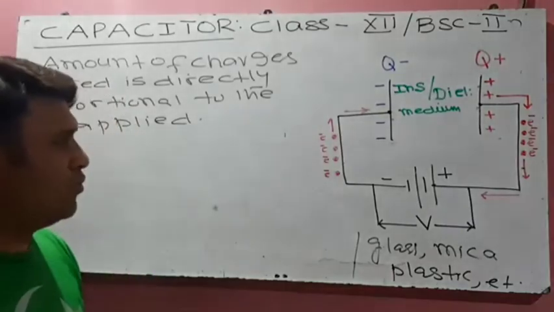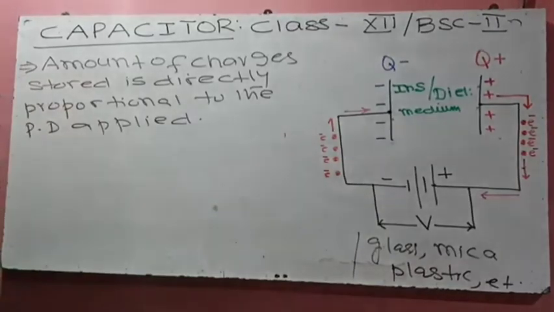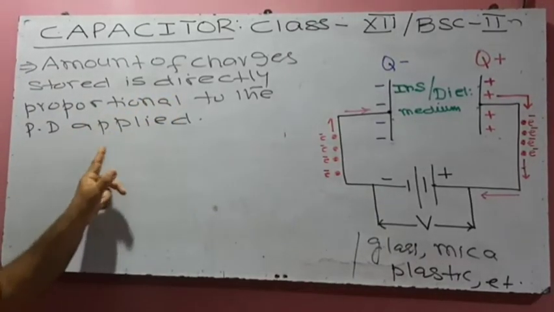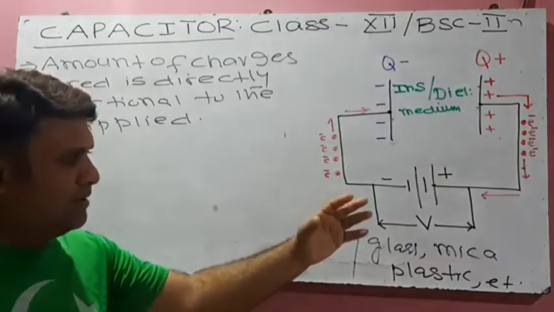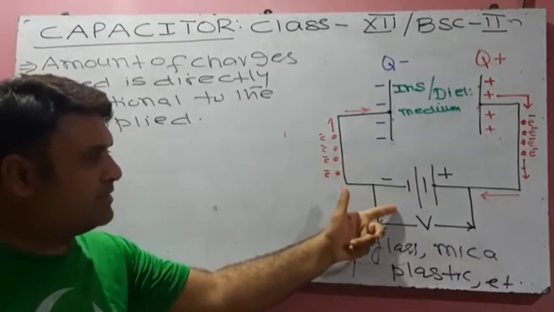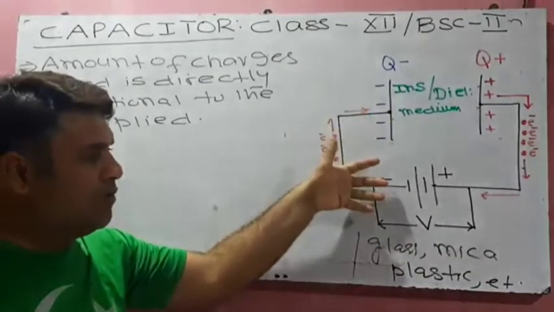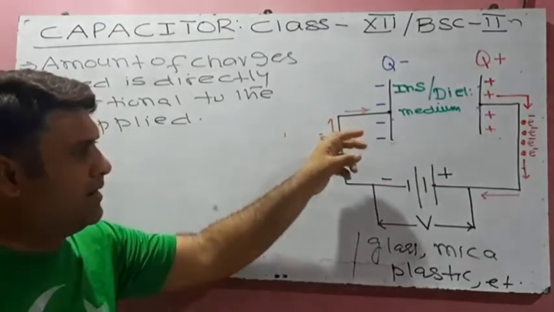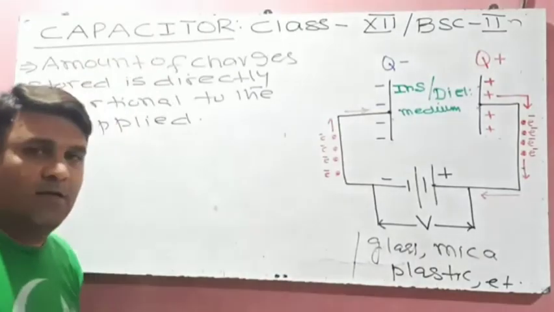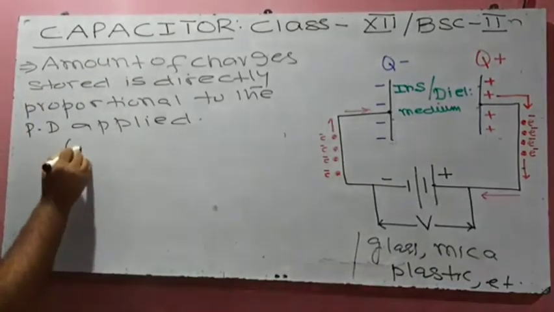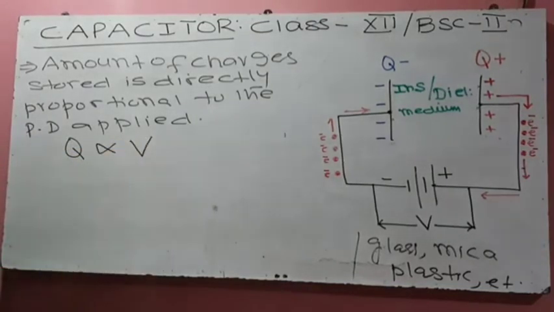The charge stored in the plates is directly proportional to the potential difference applied. When we apply maximum potential difference, the maximum amount of charge will be stored. If you apply low potential difference, a low amount of charge will be stored. So mathematically we can write that the amount of charge Q is directly proportional to the potential difference.